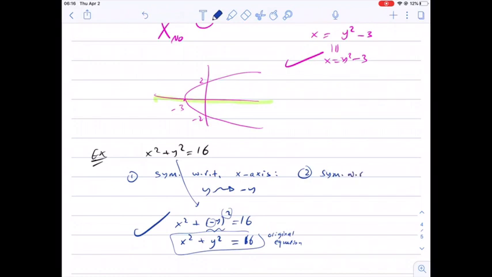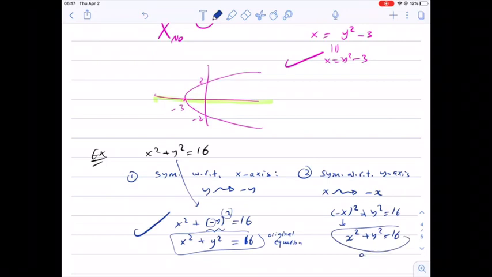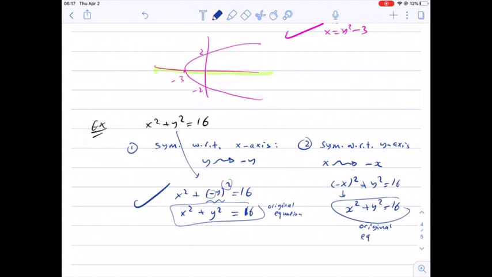What about the symmetry with respect to the y-axis? In this case, we change x into negative x. So this becomes negative x squared plus y squared equals 16. But negative x squared is just x squared, so we have x squared plus y squared equals 16. This is the original equation.